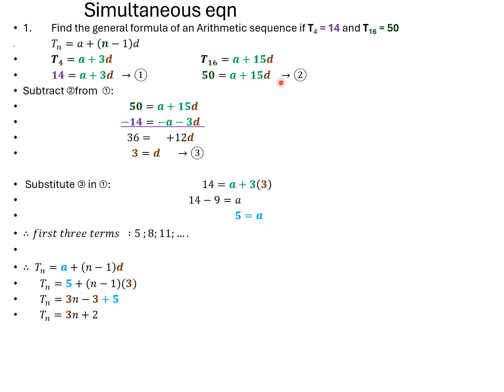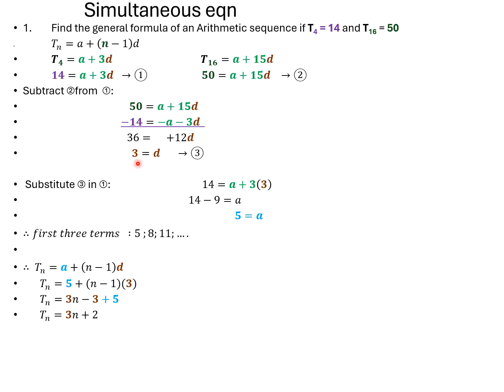So I'm going to write a plus 15d equals 50 and then subtract 14 equals a plus 3d. But because I'm subtracting, positive becomes negative. So 50 minus 14 gives me 36. A minus a cancels, so you see one unknown cancels, and I'm left with only one unknown, d, so I can solve for d now. So 15d minus 3d gives me 12d, so 12d equals 36. If I divide by 12, 12d divided by 12 gives me d, and 36 divided by 12 gives me 3.